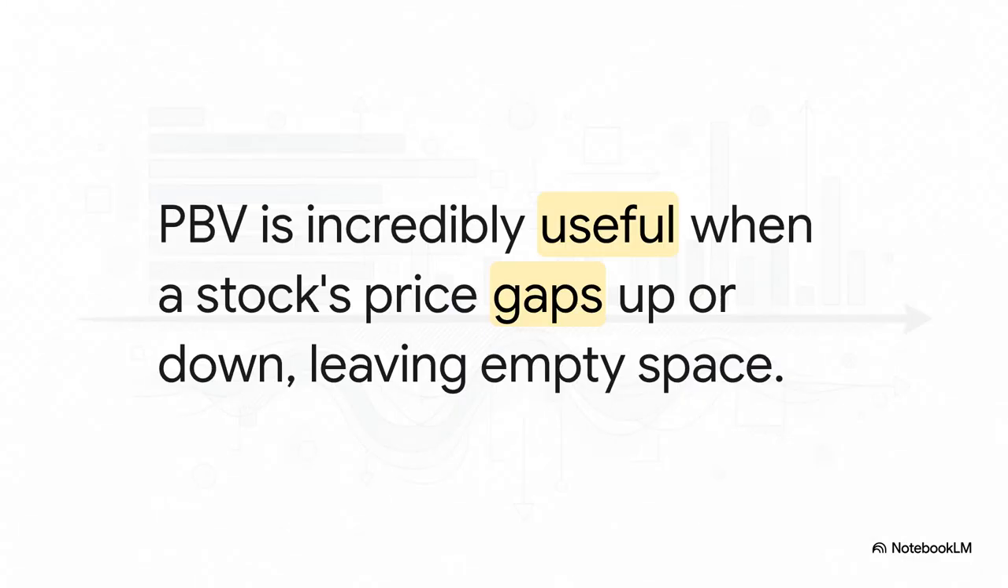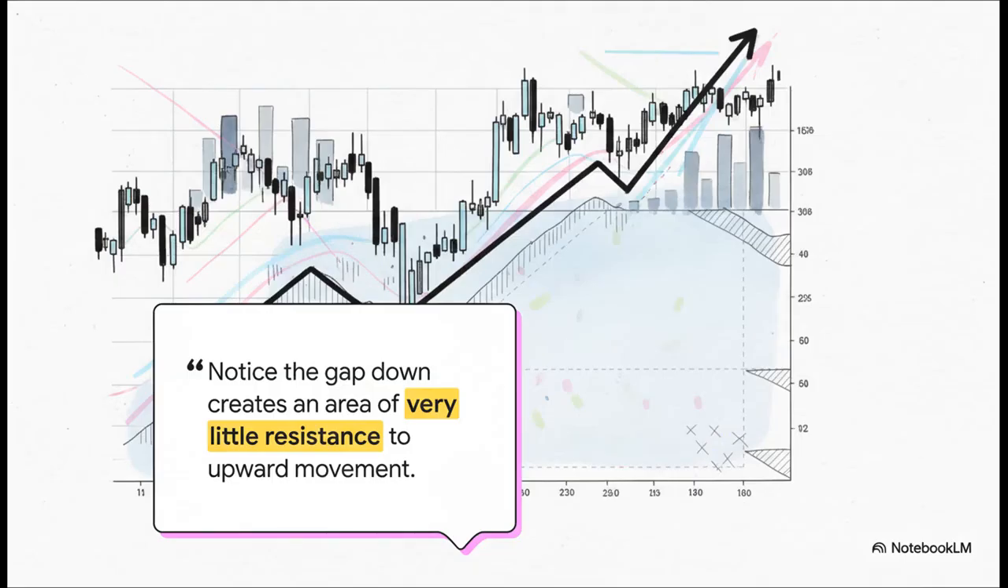Okay, next up, let's talk about something that gives a lot of traders trouble, price gaps. PBV can be an absolute lifesaver here, and this chart of DHP Industries is the perfect example. So check this out. The stock gapped down hard, right? And in doing so, it left behind this huge price zone where basically no trading ever happened. That means there's a massive soft area there. If the price ever tries to rally back up, there's almost no historical resistance to slow it down.